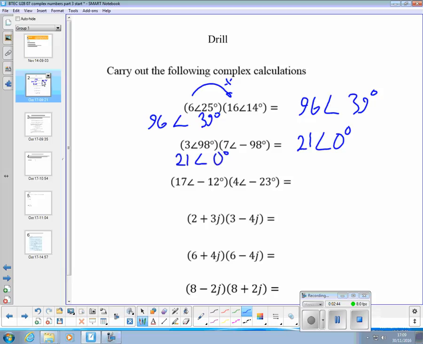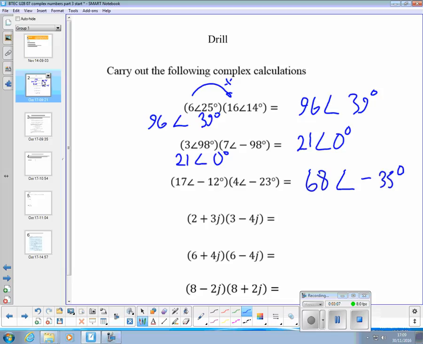This one. 17 times 4 is 68. Angle minus 35 degrees. Agreed.